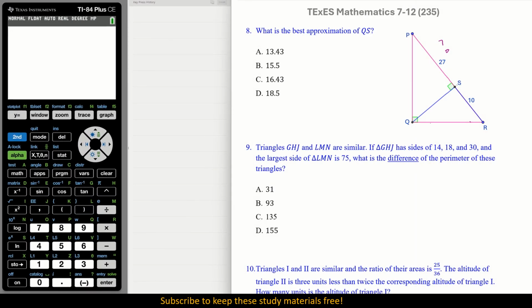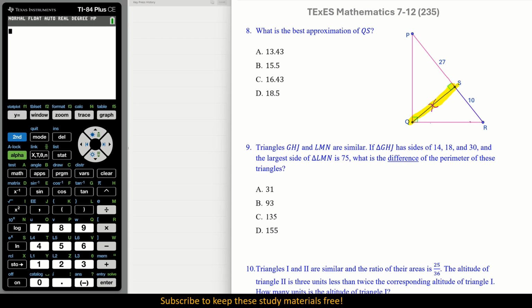Number 8, what is the best approximation of QS? And that's what we're looking at right here. Now, in this, I'm going to call it X, but also we see that that is congruent for two different shapes. I have a remnant here I need to get rid of. Okay, so what do I have?